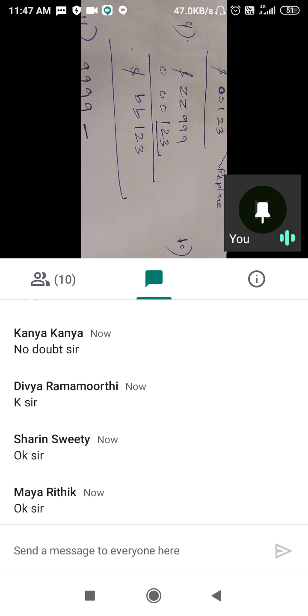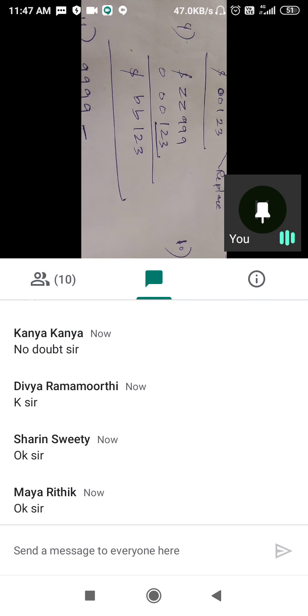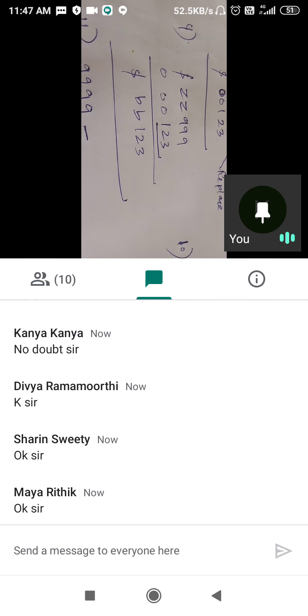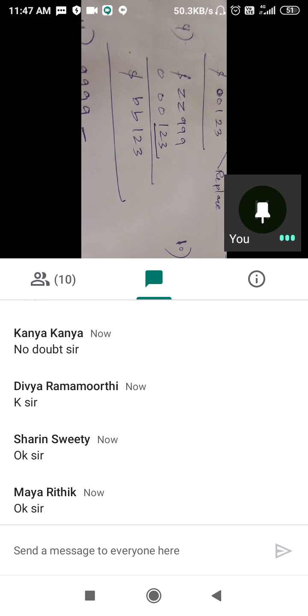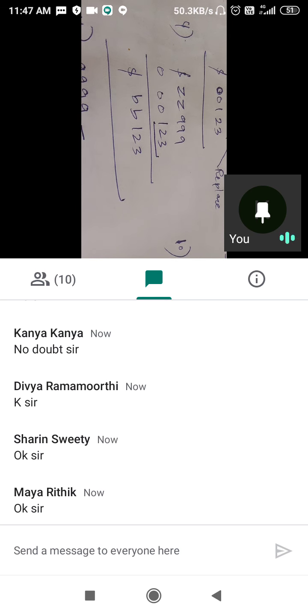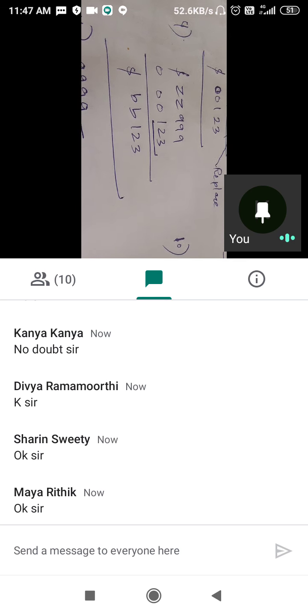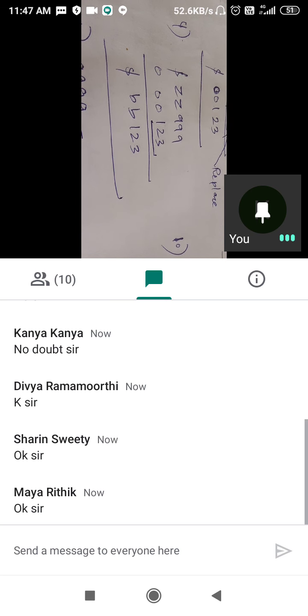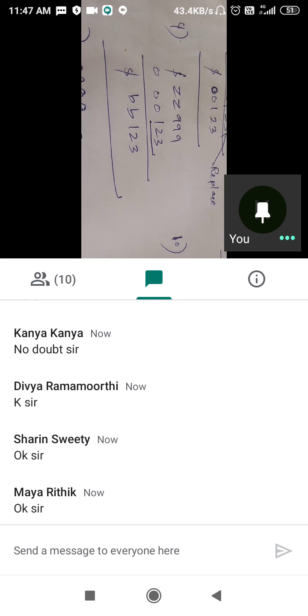The picture field consists of 6 positions, and the input has just 4 positions, 1 2 3 4. After processing, what is going to be the output? So this is the question. Whatever the answer, post it in your chat box. Make it fast.